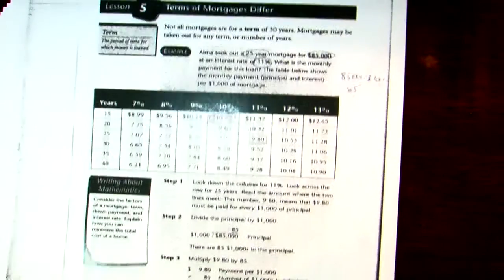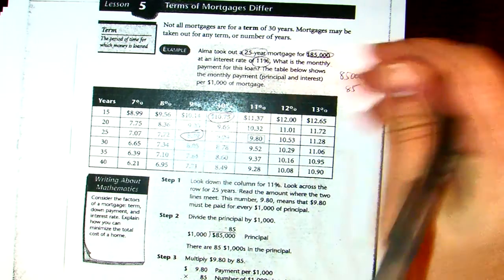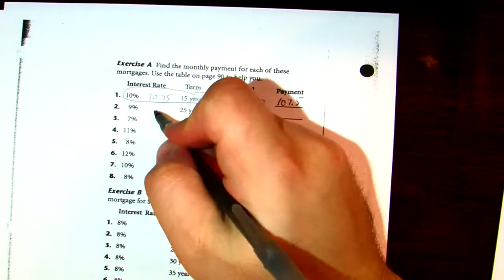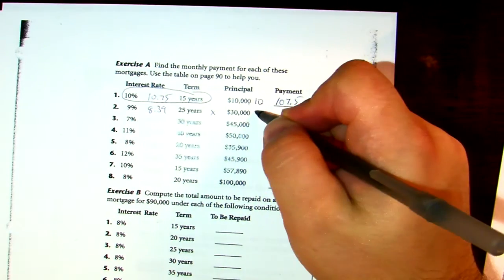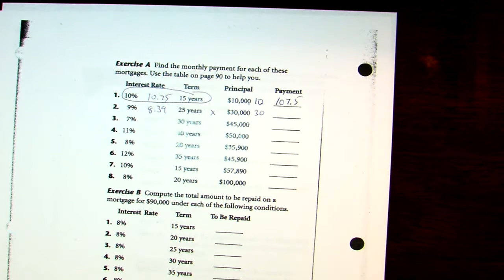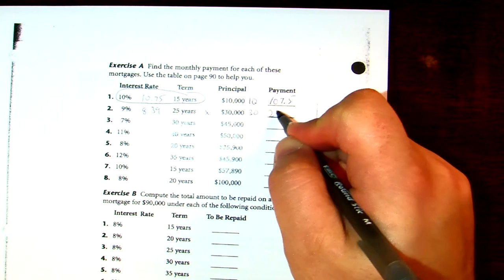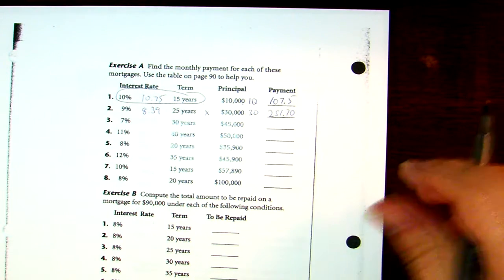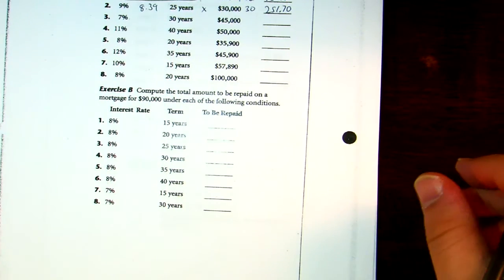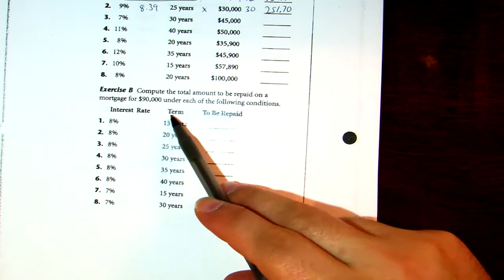Let's do one more. 9% at 25 years is 8.39. So I'm going to write that over here: 8.39 times 30. So 8.39 times 30 gives us $251.70. Now exercise B says compute the total amount to be repaid on a mortgage for $90,000 under each of the following conditions.